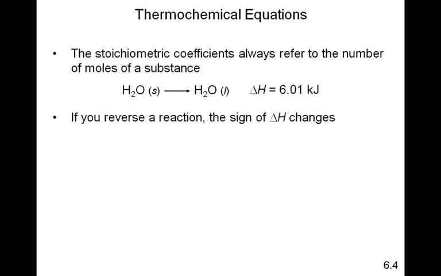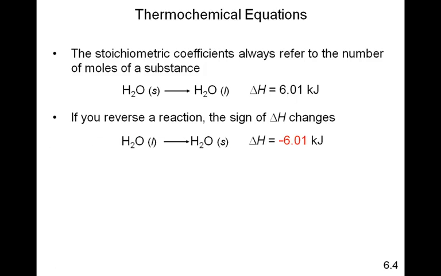If you reverse a reaction, the sign of the delta H changes. So here's that process that we showed you before in which solid water was melting to liquid water, and for 1 mole of solid water that melts to liquid water at 0 degrees Celsius and 1 atmosphere of pressure, 6.01 kilojoules of energy is released.